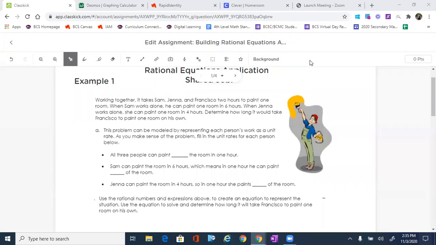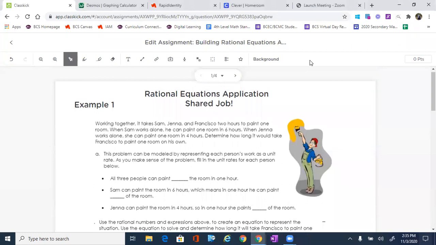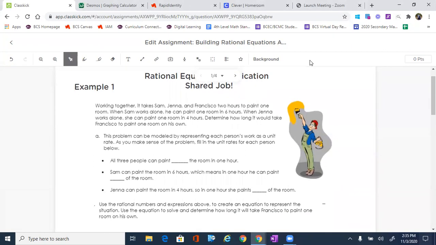All right, this is going to be rational equation applications, and this is a shared job problem. It says working together, it takes Sam, Jenna, and Francisco 2 hours to paint one room. When Sam works alone, he can paint one room in 6 hours. When Jenna works alone, she can paint one room in 4 hours. Determine how long it would take Francisco to paint one room on his own.